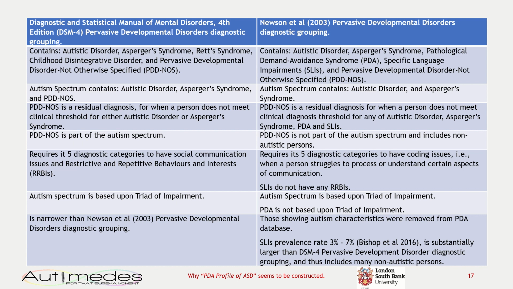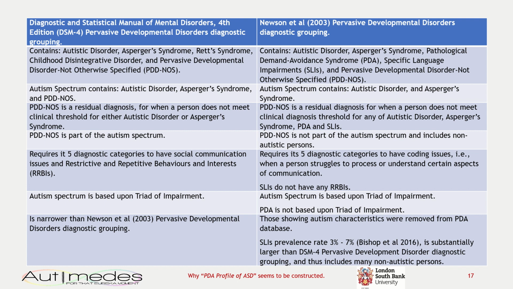It's also quite interesting because we know that Newson knew about the child impairment since the early 1980s, because she used it to diagnose some autistic people back then, and there's research saying that she did. But moving on, we know that the DSM-IV pervasive developmental disorders grouping is narrower than Newson's. And we know that Newson's is broader because of specific language impairments, which have a prevalence rate between 3 to 7%. So that's substantially broader than the DSM-IV one, and it would obviously include many non-autistic persons.